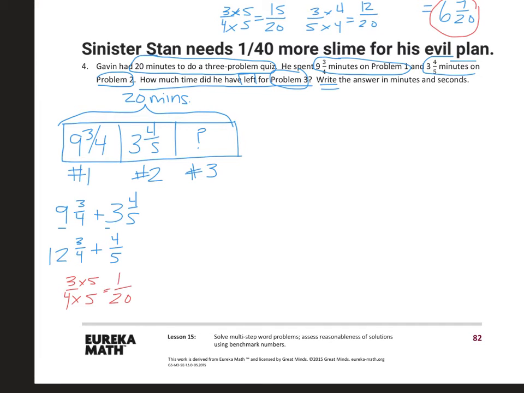So the numerator is going to be 15 20ths. And now I'm going to go ahead and do 4/5, and I'm going to multiply that by 4, and that will give me 16 20ths.